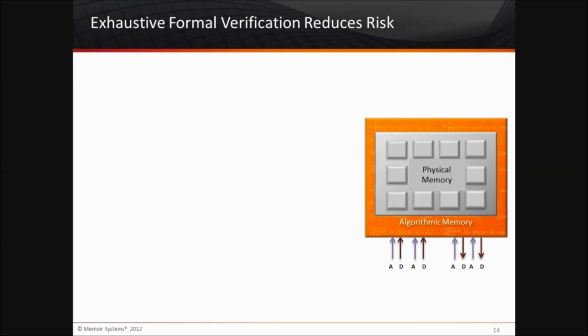A last question, if you will, is something we always get asked, which is, does this work? Are there corner cases? Could you break it? Are there bugs? Very common questions that we get asked. And the way we answer this is a two-pronged approach. Every algorithmic memory that's shipped is a combination of orange and gray. Orange is the RTL that we write. The gray is the physical memory.